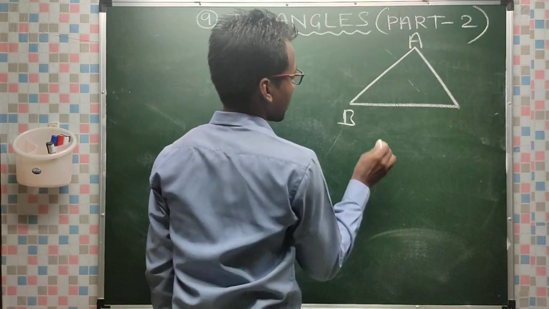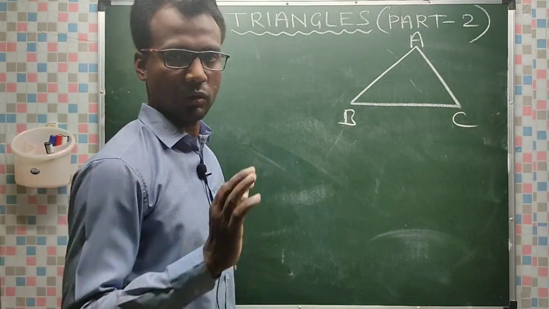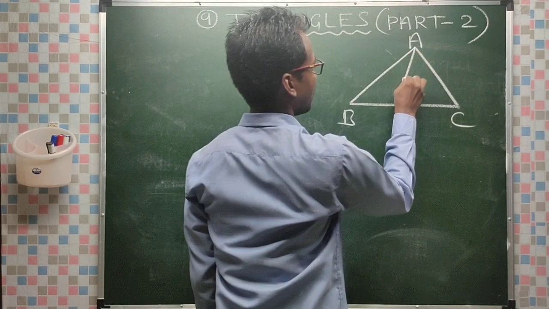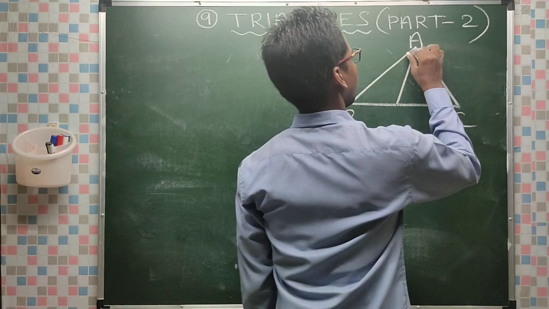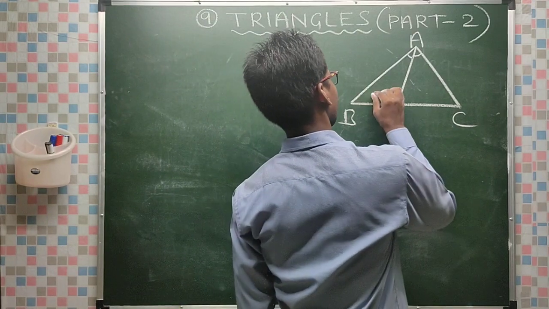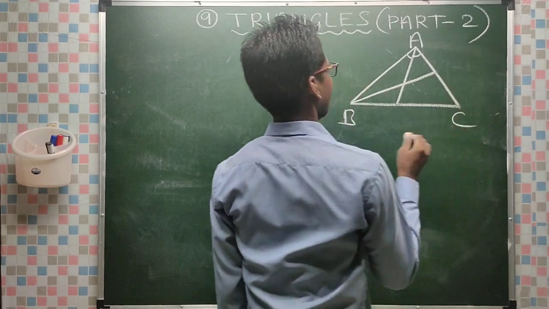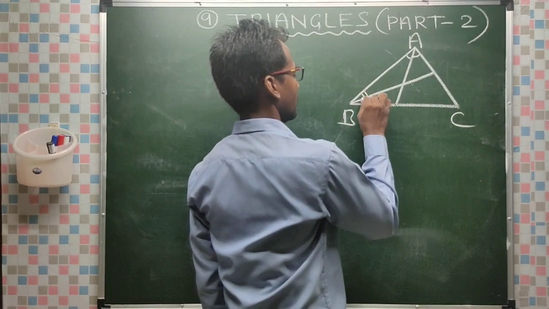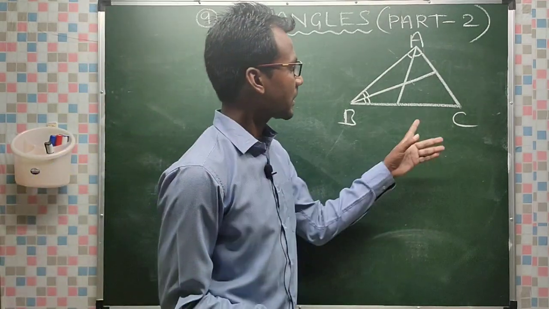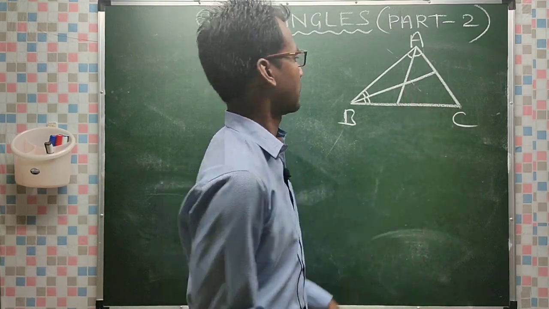A, B, C. Triangle ABC. Let us draw angle bisectors. Okay, then only we will get the incenter. We have bisected angle A. We have bisected angle B. Now, if you bisect angle C, it will pass through this point.